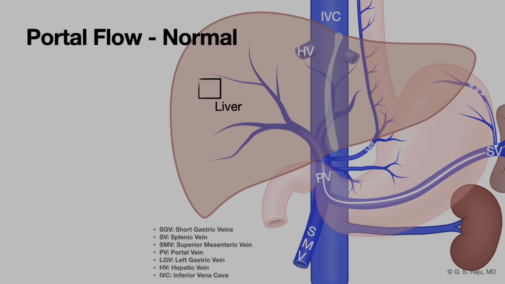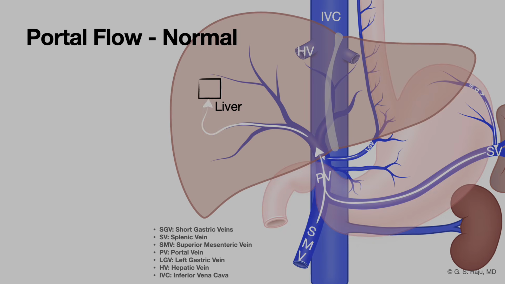So let us see the flow. Splenic vein flowing into the portal vein. Superior mesenteric vein joins the splenic vein, forms the portal vein. From there, into that portal vein, the left gastric vein that drains the esophagus and stomach enters. On the right side, you see the short gastric vein. So all this blood goes into the liver.